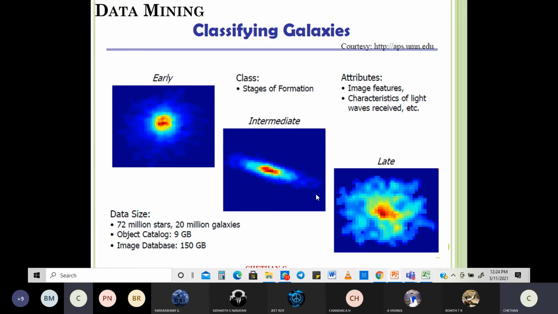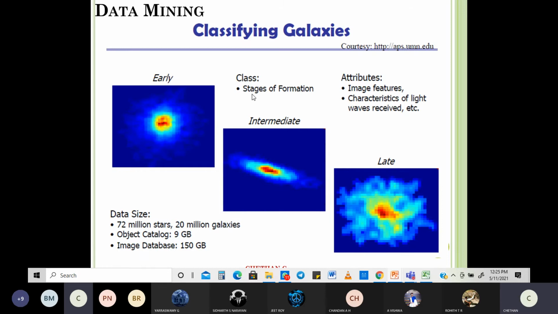Now you can see the classifying of galaxies. We have early galaxies, intermediate galaxies, and late galaxies. The images are taken from very powerful telescopes. The data size is 72 billion stars, 20 million galaxies, an object catalog, say a 9 GB image database. You don't have to know this. You can figure out that a particular galaxy can be classified as early, intermediate, or late.